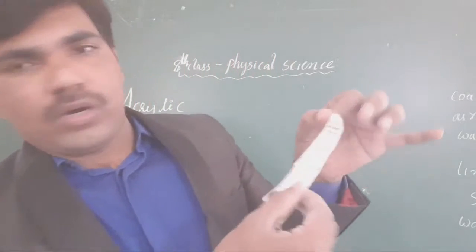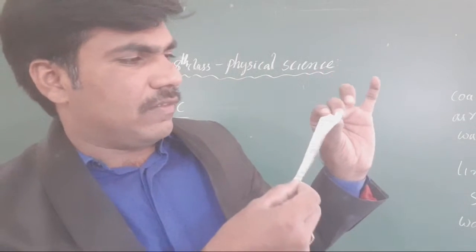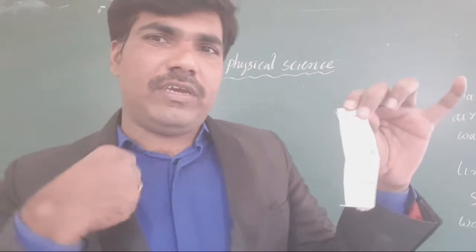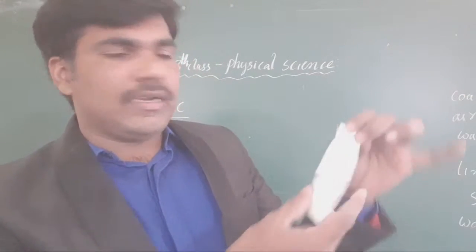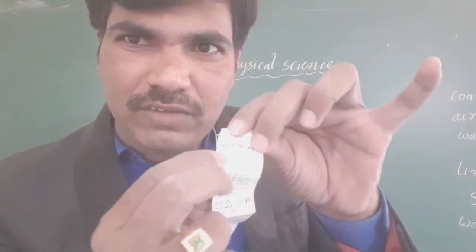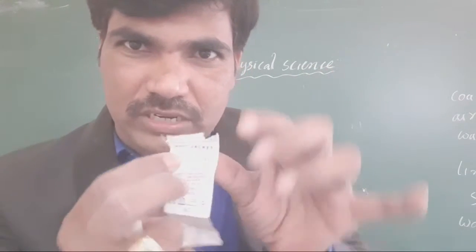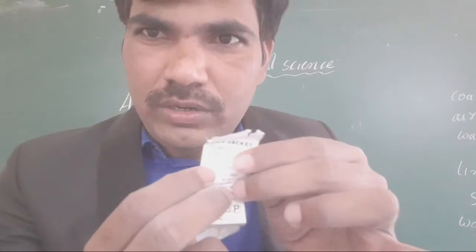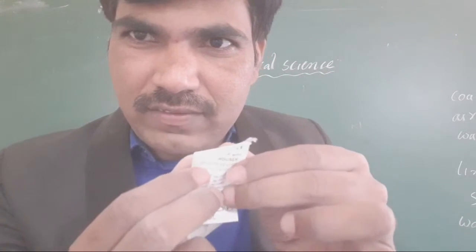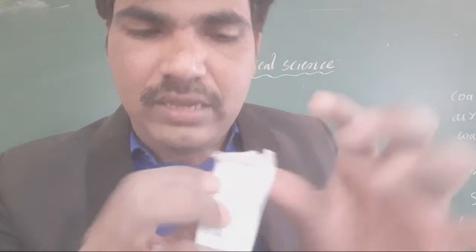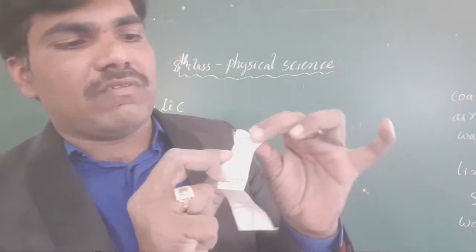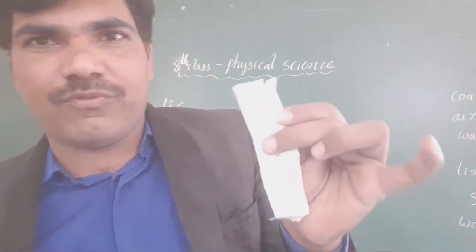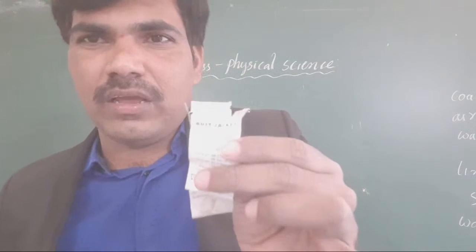I want to read what is on this. This is the suit jacket that I am wearing. This suit jacket contains 77% polyester and 23% rayon. Clear or not, all the students? On this one, 77% polyester and 23% rayon. Clear or not, all of you?